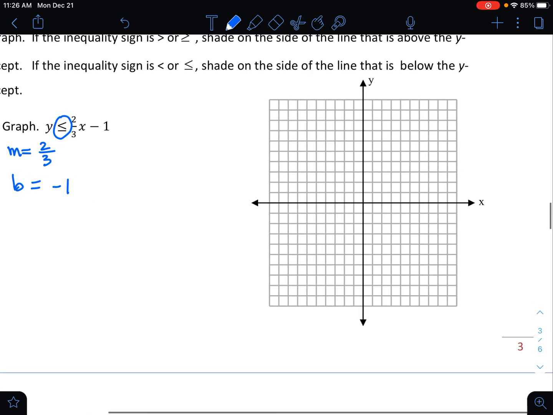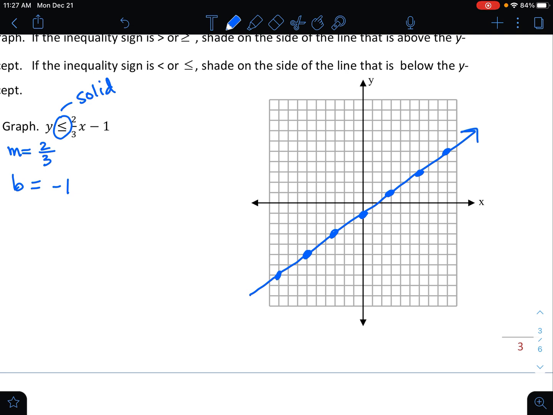Okay, so let's go ahead and graph. Start with the -1, and then the slope is 2/3. So I'm going to go up 2 over 3, up 2 over 3, and then I'll go the other way, down 2 over 3. Now, when I graph inequalities, I like to try to fill the whole grid up left to right, and I just stop when I run out of room. All right, so this is a solid line, so we're going to graph it just like normal. Draw your line through.